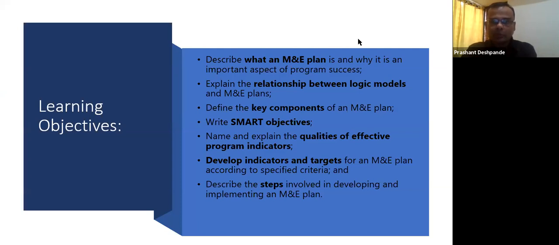Then what are the key components? Then many of us might have heard about SMART objectives, so that we will see. Then we'll talk about indicators, targets, what the qualities of indicators are, and what the steps involved in developing a monitoring and evaluation plan are.